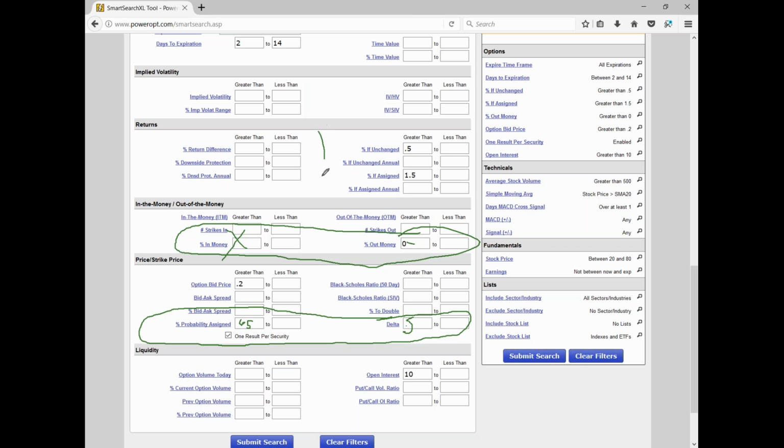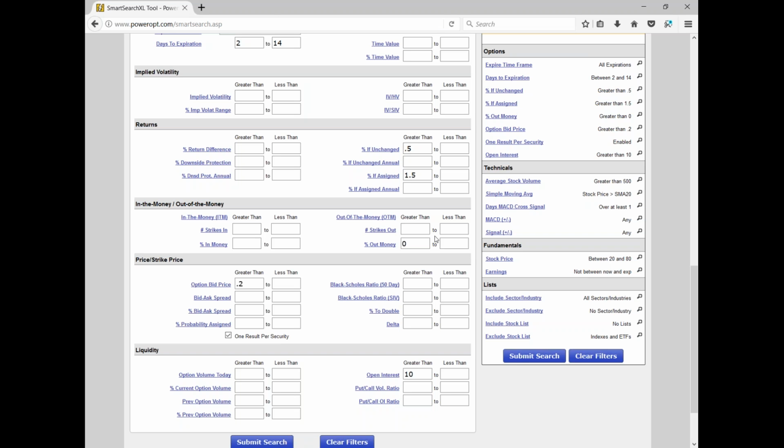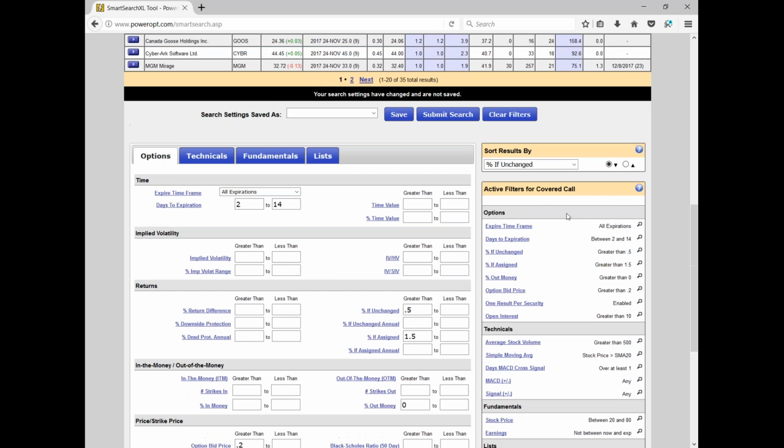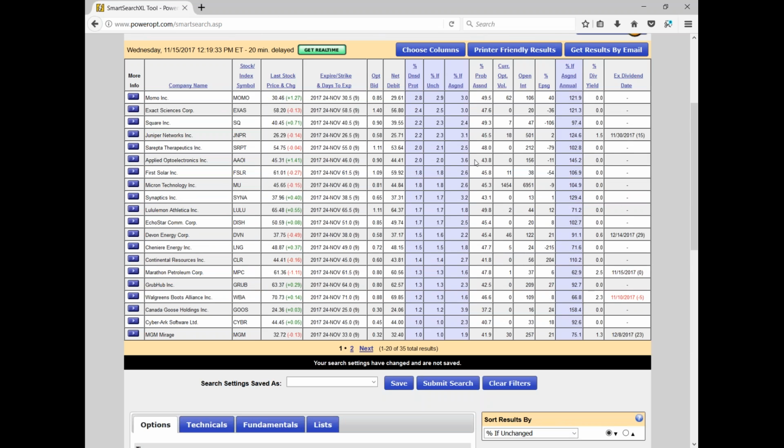So those things, the return for your position, range in or out of the money, and the probability and delta will go hand in hand. So if you make a subtle change and you don't see any results, the search tool is not broken. There's just one other filter in there that's countering what your change made. Okay? Now, are these the best covered calls?